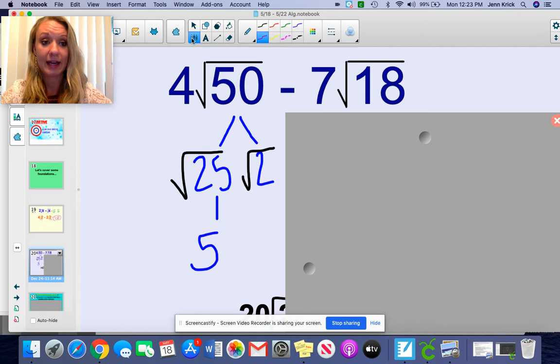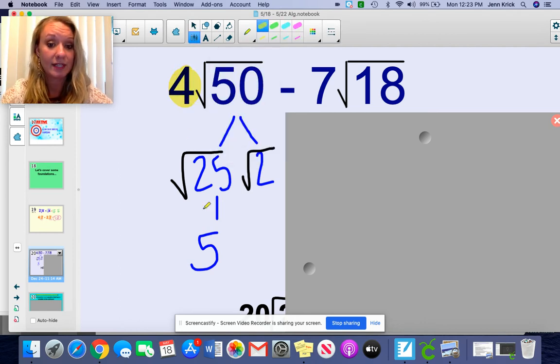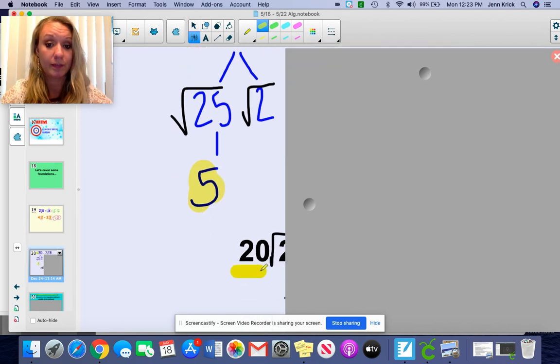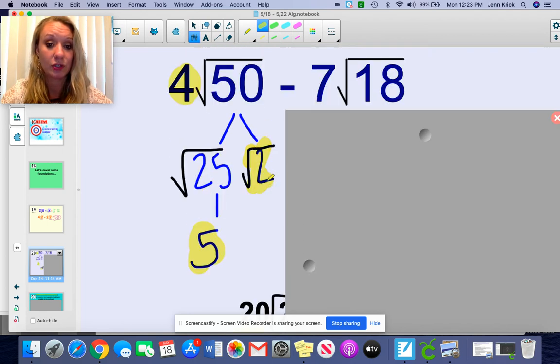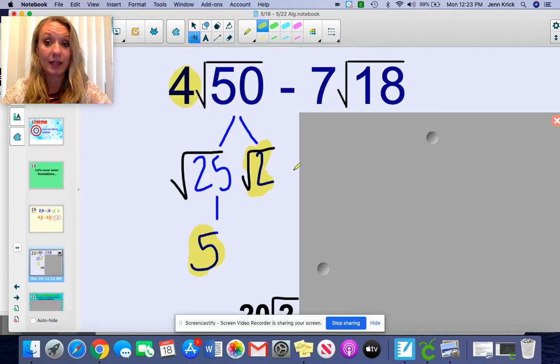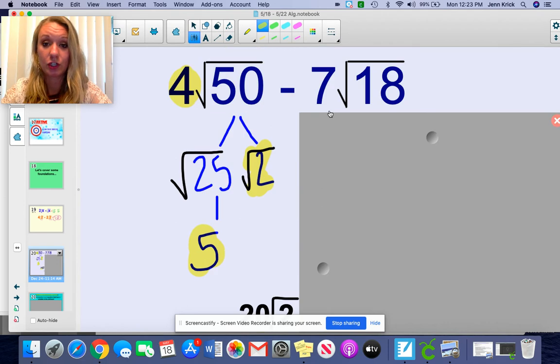What you need to be cognizant of, though, take a look. We still have this 4 on the outside, and we have a 5 on the outside. Those will multiply to 20. And then notice you still have rad 2, and we're just going to keep that underneath our radical right here. And that's as much as you can simplify. Now, you know that you're going to want this other term to also have a radical of 2, so keep that in mind with your strategy.